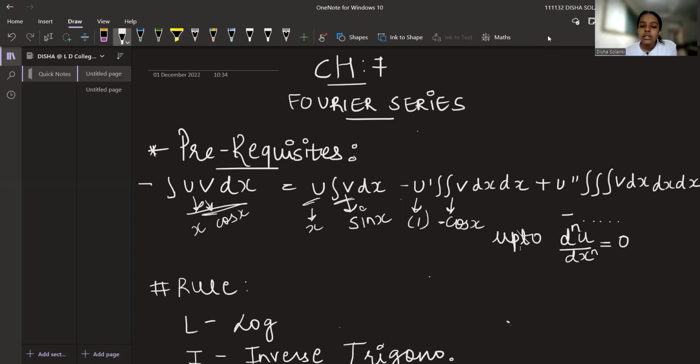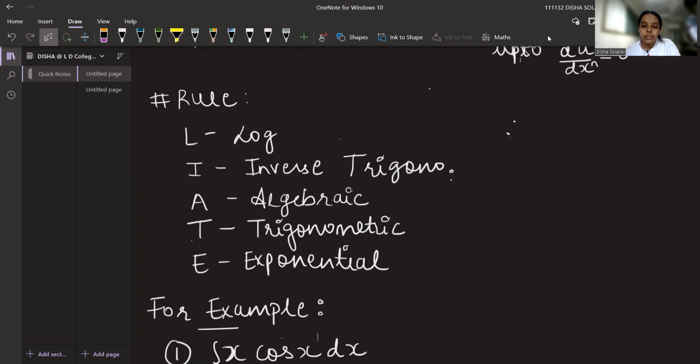But in which order do you have to take them? Let me tell you. The basic rule you have to apply is LIATE. So apply this as it is. LIATE means L for log, I for inverse trigonometry, A for algebraic, T for trigonometric, and E for exponential. So hope you all know how we have to deal with Fourier series.